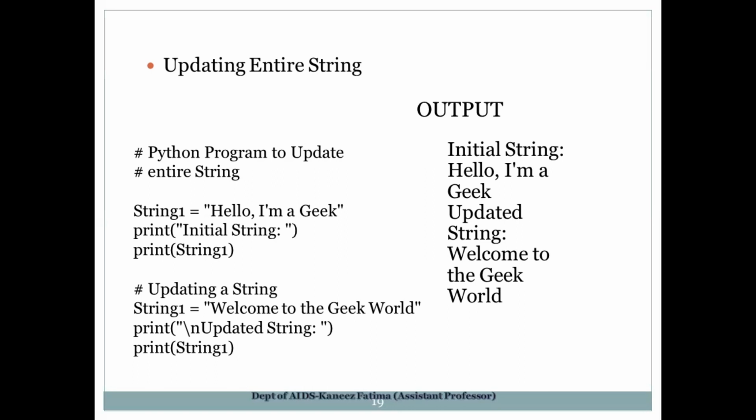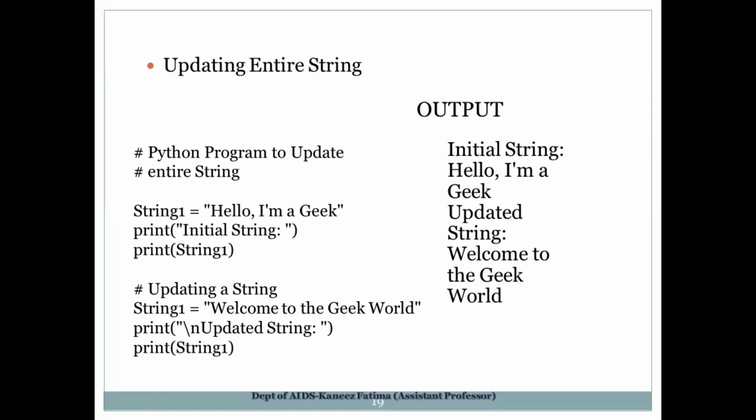Here I am having a string, "Hello, I am G", which I am assigning to string1. Print initial string, print of string1. I want to print the initial string normally, and I'm printing one more, print of string1. String1 is assigned as "Hello, I am G". Then while updating string1, "Welcome to the G world", print of updated string, print string1.